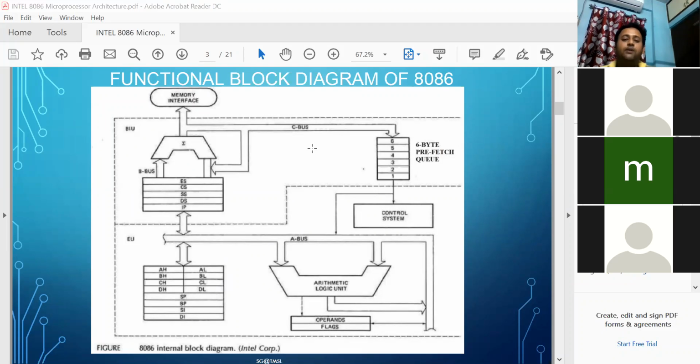So what will be the program? You can write it as MOV BL, 05, MOV CL, 04, then ADD BL, CL. The meaning of the instruction ADD BL, CL is addition between the content of BL and the content of CL, and the result will be stored inside BL.